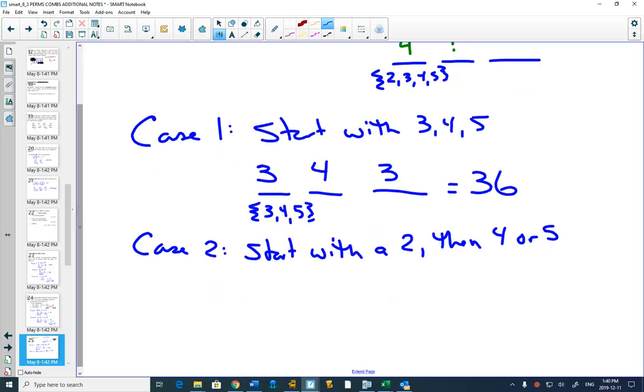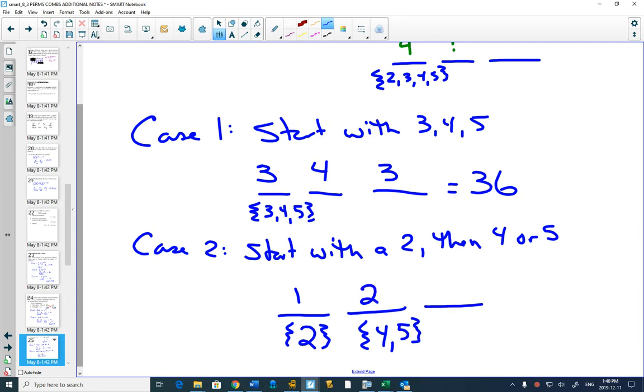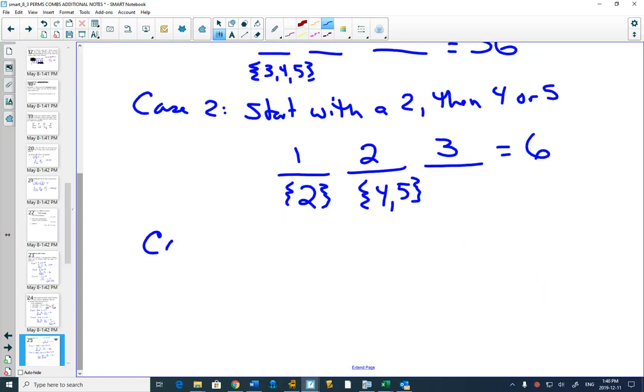So to show that, started with a 2, 1 choice. Then I'm saying either a 4 or a 5, 2 choices. Then for my third digit, it doesn't matter, because I'm going to count numbers in the 240s and 250s. How many choices do I have left? 3 numbers left for 6. And then finally, what haven't I counted? I haven't counted any of the numbers in the 230s.